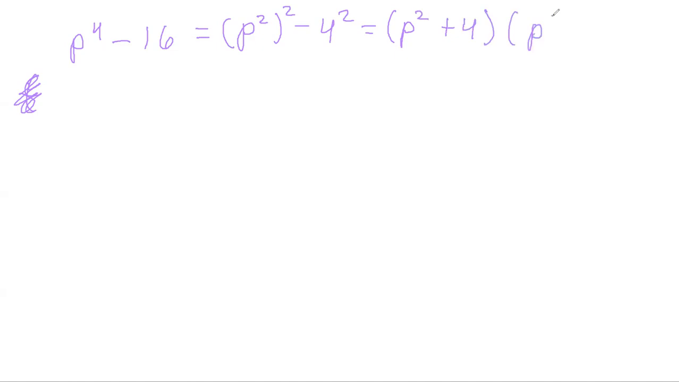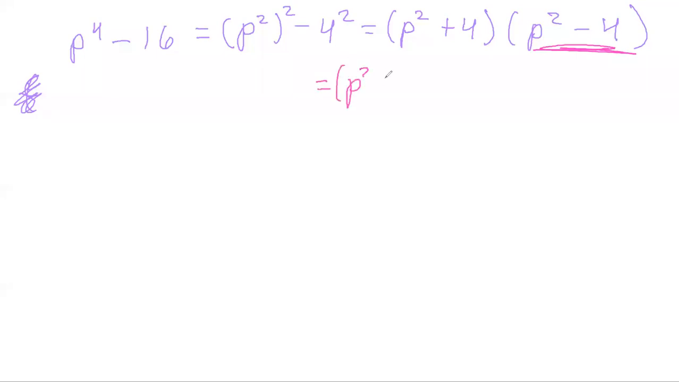Okay, I think I'll just do one more of these. So if I had p to the fourth minus 16, this is the same thing as saying p squared squared minus 4 squared. So I can write this as p squared plus 4 and p squared minus 4. However, if you notice, I still have a difference of squares here. So I can still factor that out. So I am not done there.